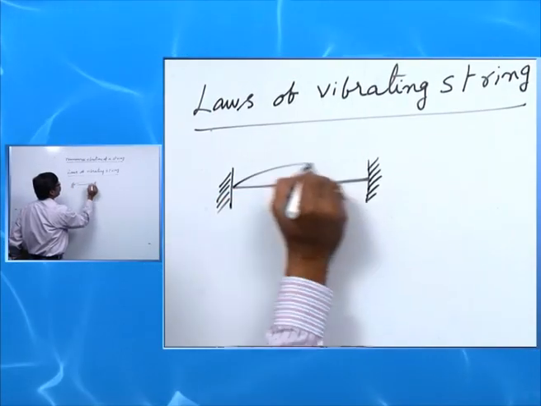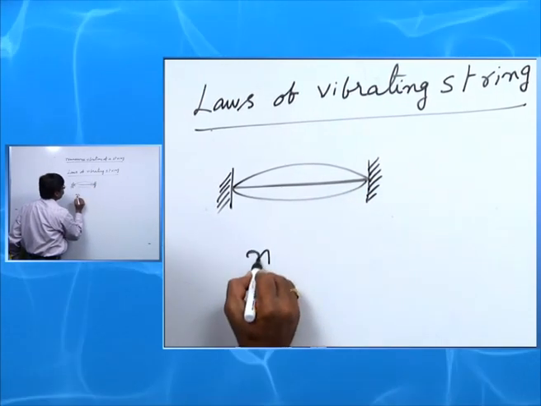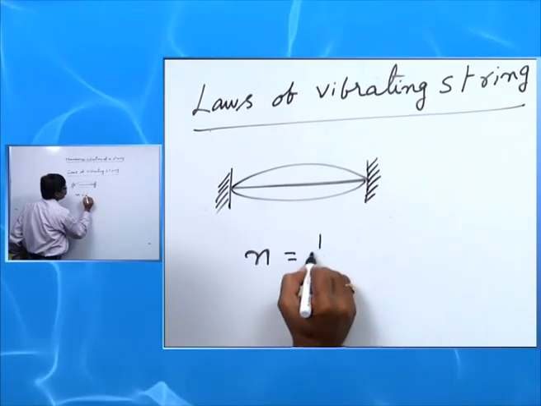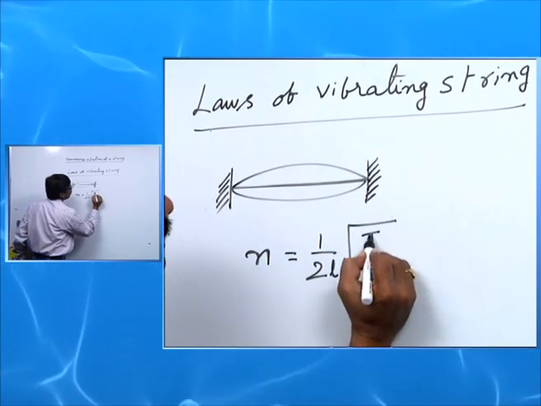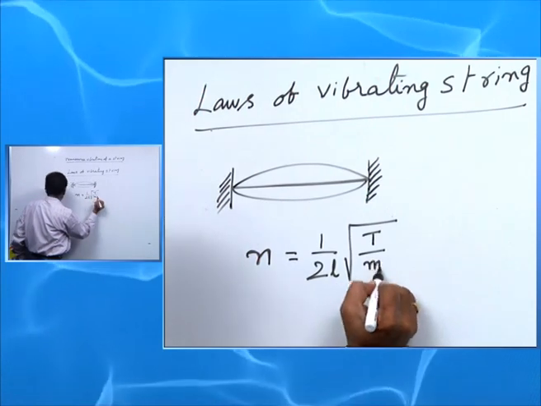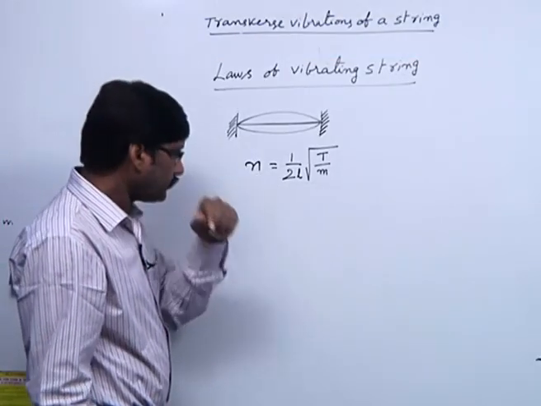So, when it is vibrating in one loop or two loops, suppose one loop, the frequency of vibrating string n is equal to 1 by 2L into root of T by M. This is the frequency of vibrating string.